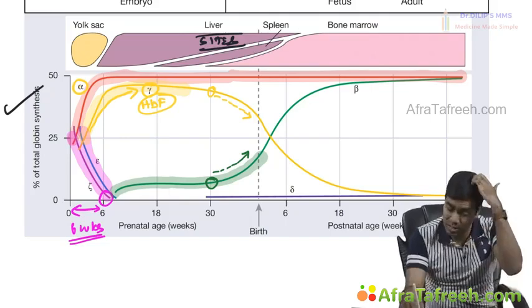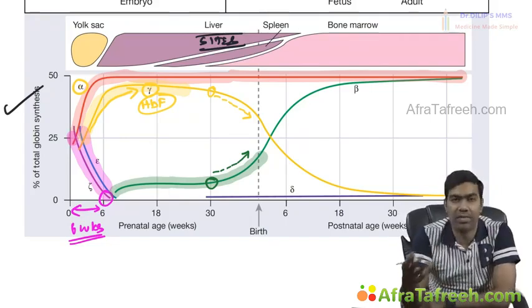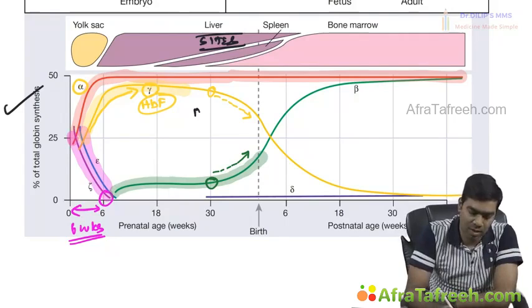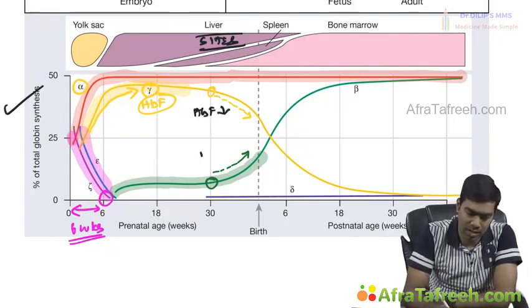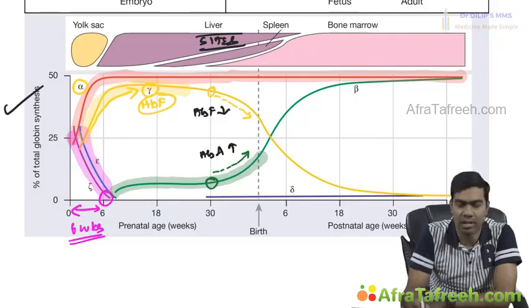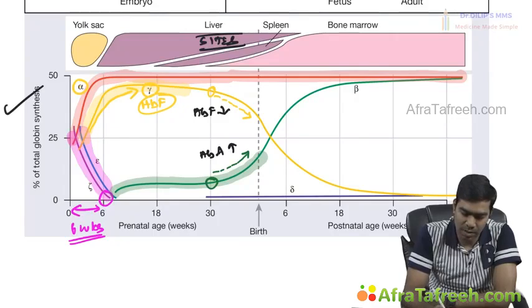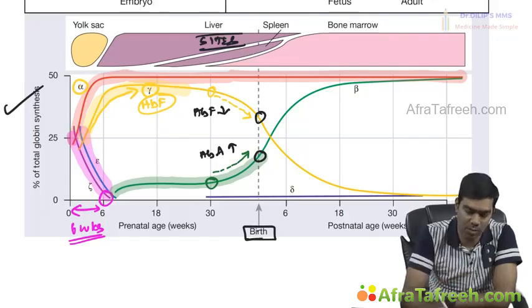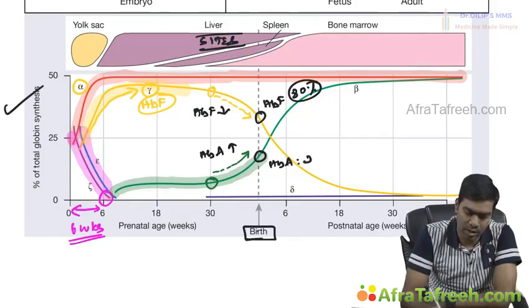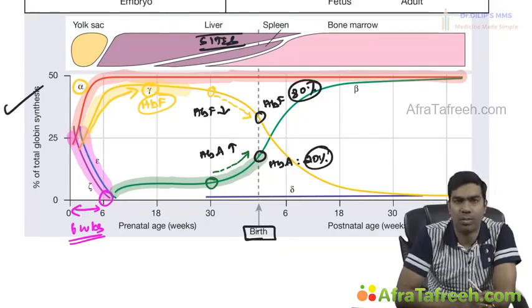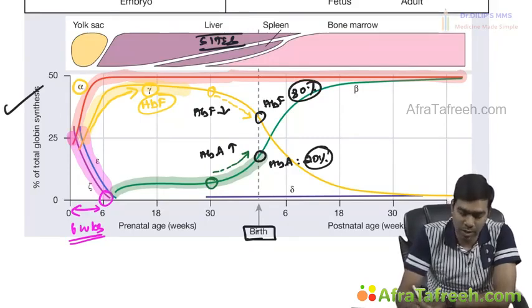So by 30 weeks of fetal life, that is the time when your HbF will start decreasing and your HbA will start increasing. At birth, HbF is still more, contributing almost 80 to 85%, and HbA contributes approximately 20% during birth.